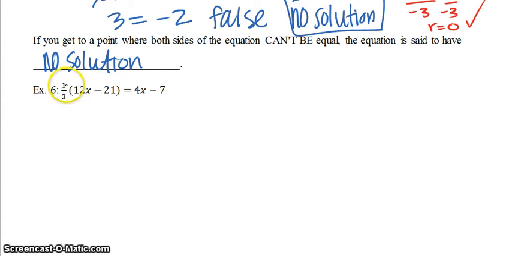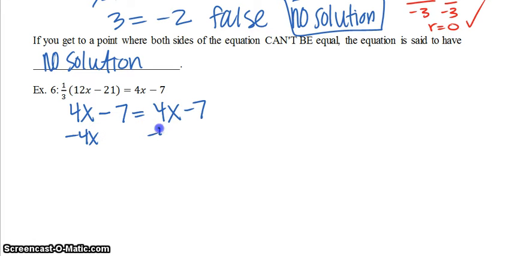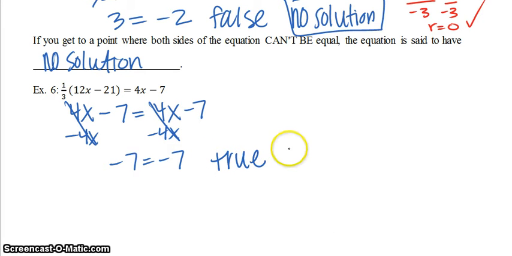Alright, so I'm going to distribute this. So 1/3 times 12x is kind of like 12x over 3, which simplifies to 4x. 1/3 times a negative 21, which gives us a negative 7, equals 4x minus 7. Alright, so I'm going to subtract 4x. And that gives me negative 7 equals negative 7. Well, that's actually a true statement, okay? We could even keep going and get 0 equals 0 if you want. But that's a true statement.